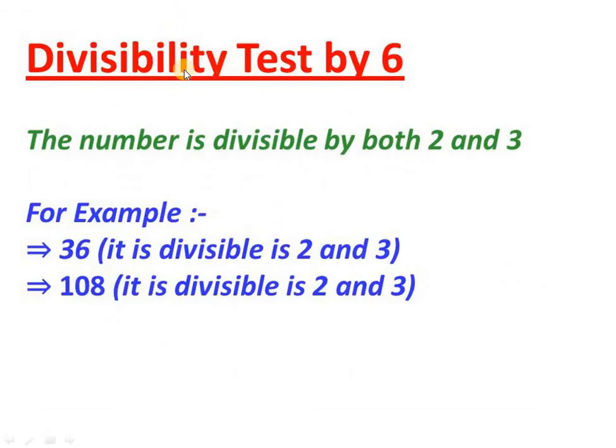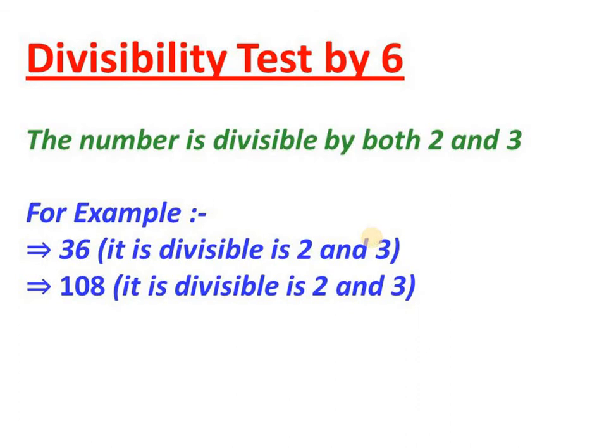Divisibility test or rule for the number 6. So two conditions are there. One, the number is divisible by both 2 and 3. For example, 36, it is divisible by 2 and 3. 108, it is also divisible by 2 and 3. That is why 36 and 108 are divisible by 6 also. Now let's take another example, 12. 12 is divisible by 2 and 12 is also divisible by 3. So we can say 12 satisfies the divisibility test of the number 6.